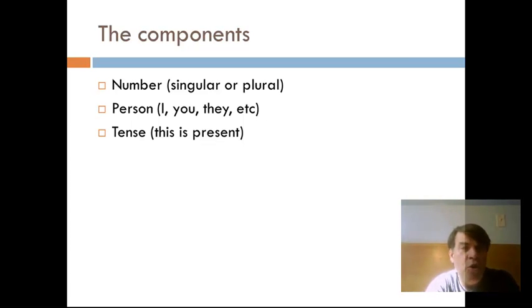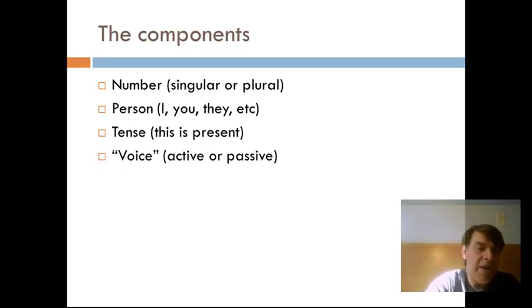Tense. Verb tense is something you might know from English. In English we talk about present, past, and future. It'll be a little bit more complicated than that in Latin, but that'll get us going. So right now we're just looking at the present tense. There's something called voice, and I don't know who came up with this, but I guess we're stuck with it. Voice has to do with whether the subject is doing the verb or whether the subject is being done by the verb.